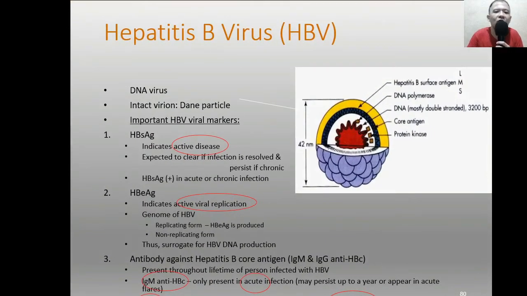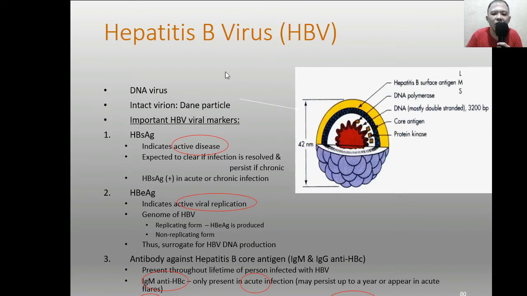Let's go to hepatitis B. Just a review, we have many particles coating around the hepatitis B virus. We have HBs, which is outside. Next is HBe, the envelope antigen, and the one inside is the core, just outside the DNA. The only DNA virus is hepatitis B.